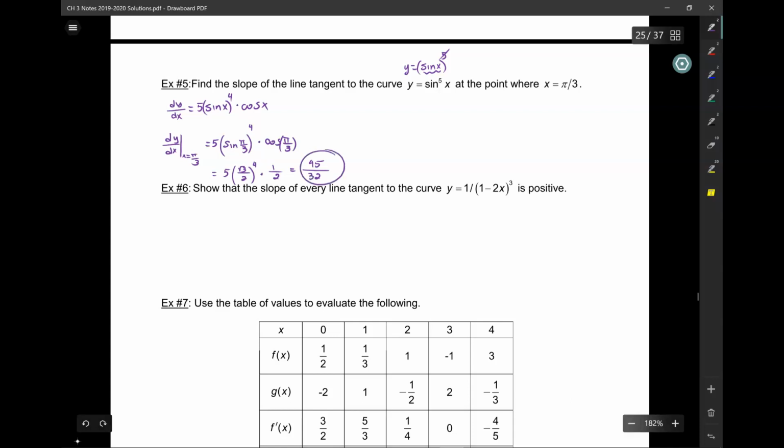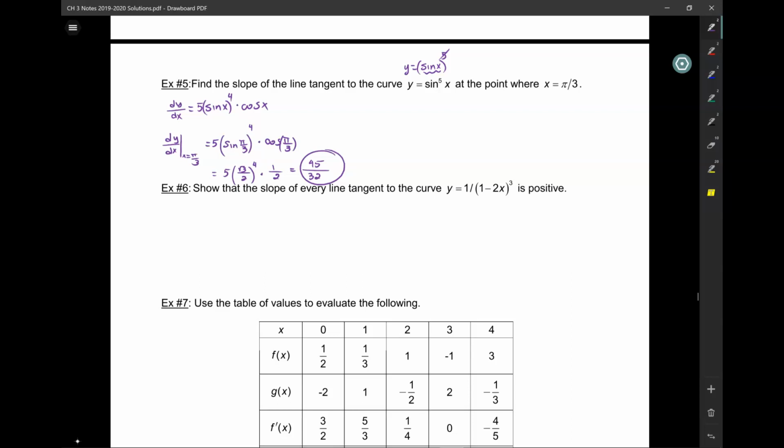So that's it. What we have found, once we take a derivative, is the slope of the tangent line to this curve at pi over 3. If I were to graph sine of x to the 5 and get my curve, when I go to pi over 3, it's going to have a positive slope of 45 over 32. So the slope is going to be 1 point something. Okay? Cool. And then you have to get your y value.